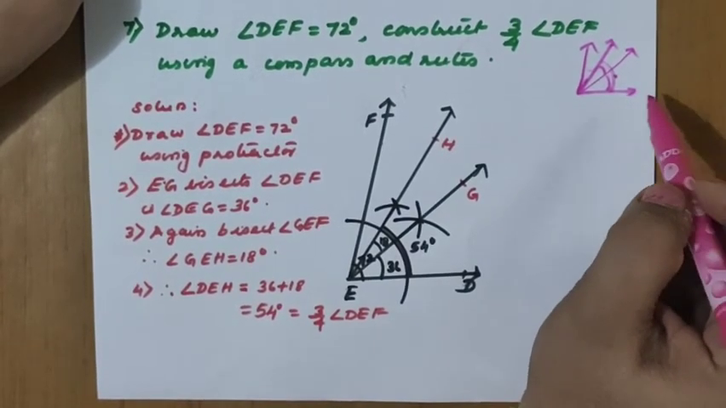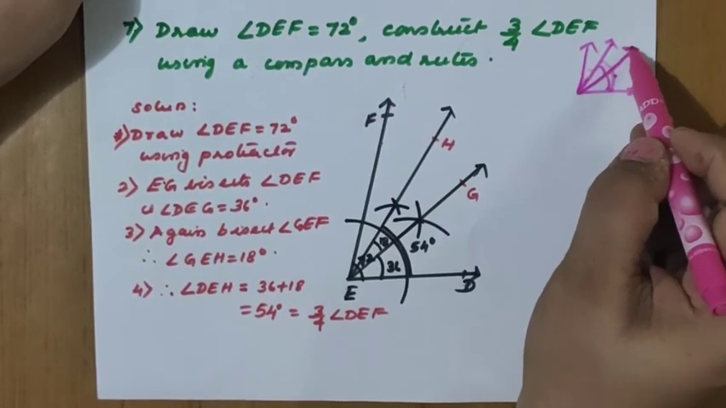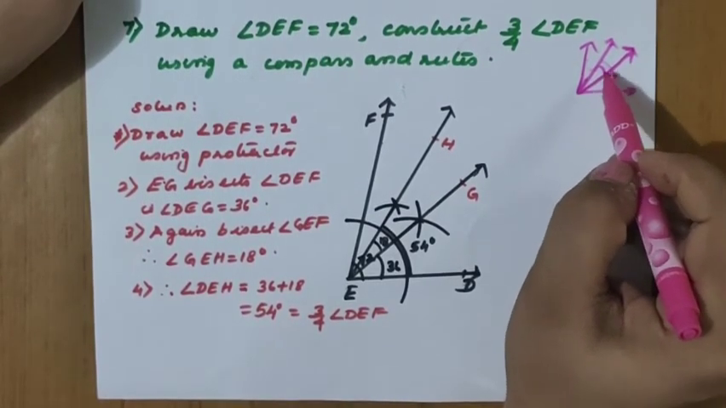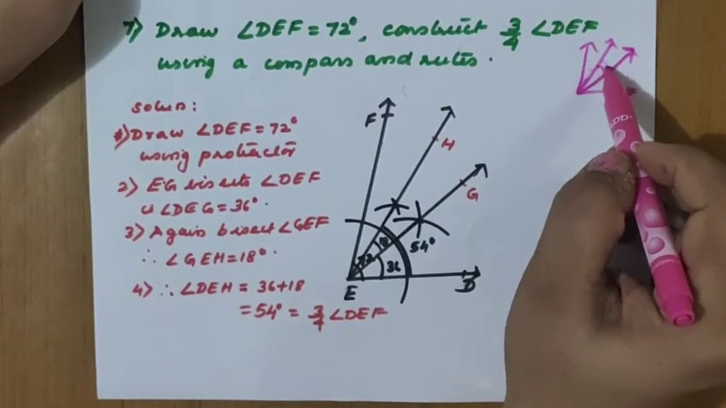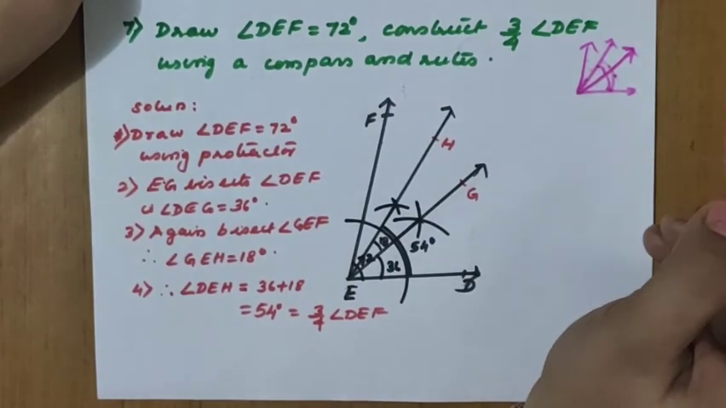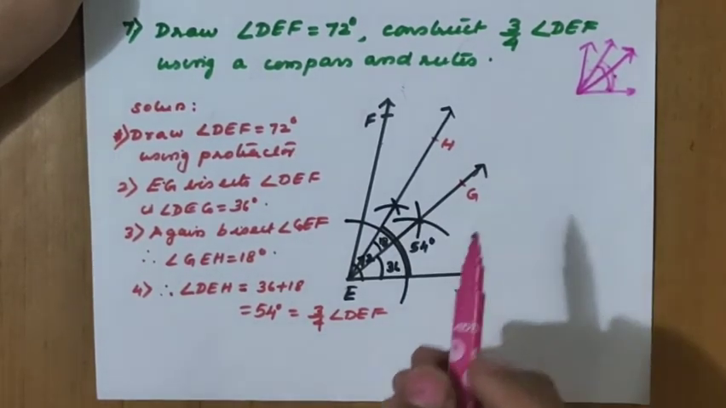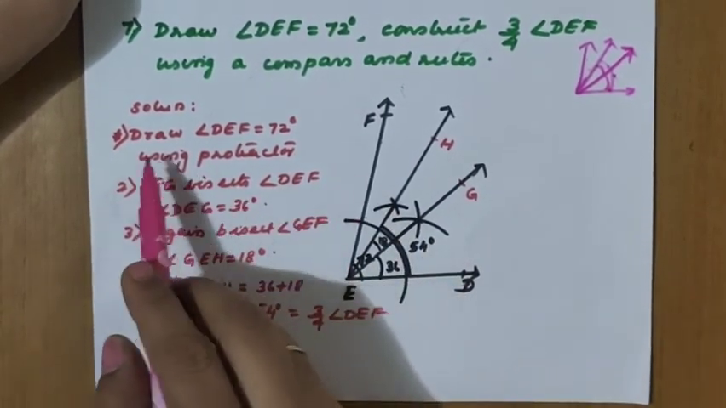I think the idea is clear. When an angle bisector is drawn, the angle is divided into two equal halves. Again, when one half is divided into two parts, each will be equal to 1/4. So half plus 1/4, what is the value? 3/4. So the same concept only we have used here.